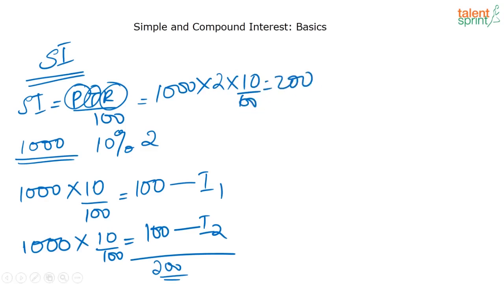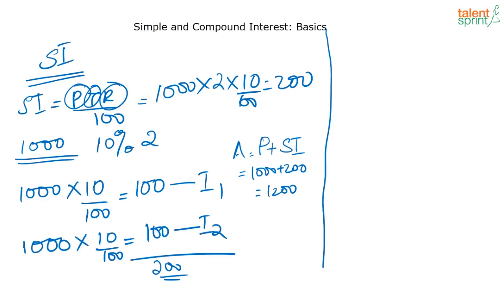Okay. Now, what will be the amount that you get at the end of 2 years? You will get back your principal, or the sum that you have invested, plus the interest that you have gained on it, correct? So the amount that you get at the end of the period is always equal to the principal plus the simple interest acquired on the amount. Here the amount that you get back is nothing but 1000 plus 200, that is equal to 1200. So this is the basic explanation of simple interest.